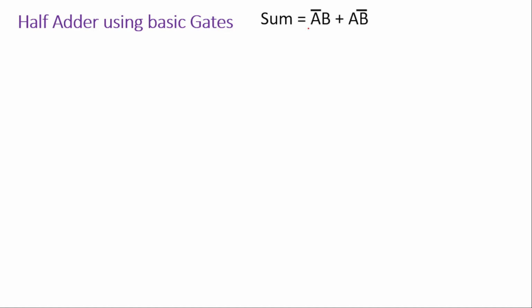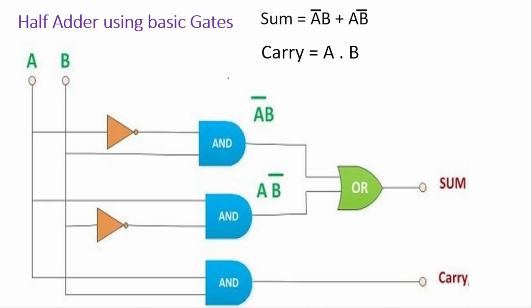We have to just take the expression sum is equal to A bar B plus AB bar, and obviously carry is AB. To generate A bar and B bar, I will require two NOT gates. A bar B AND gate will be required. AB bar AND gate will be required. AB AND gate will be required, and this plus corresponds to OR gate. And this is the diagram for half adder using only basic gates.